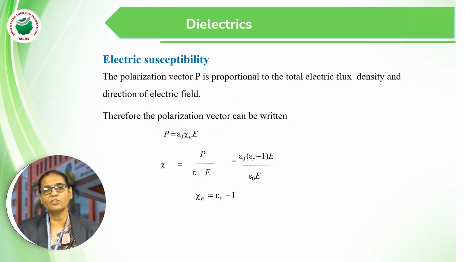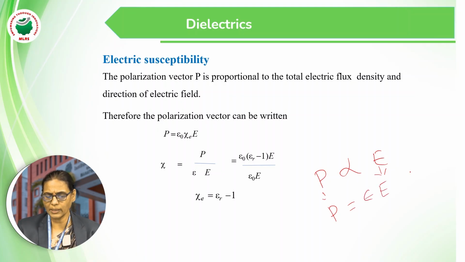The polarization vector P is proportional to the total electric flux density in the direction of the electric field. That is, we have written previously, P is proportional to E, where P is polarization and E is the applied field. Let us remove this proportionality constant and introduce another constant which is called epsilon.